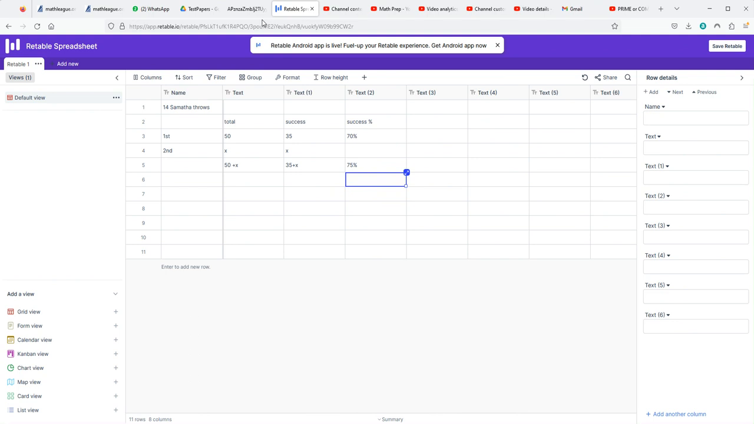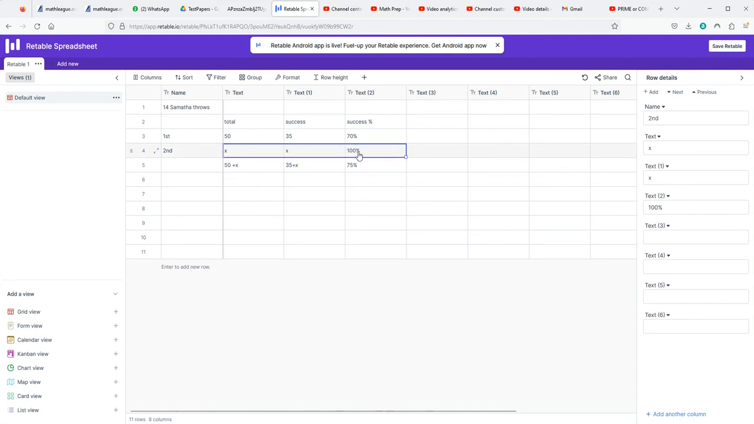Yes, correct. So now, this is 100%, but that does not help us much because with X at 100% we can't solve this. So now what we know is that we have this new equation and we can use this equation to solve for X. So what we know is 35 plus X is 75% of 50 plus X, right?